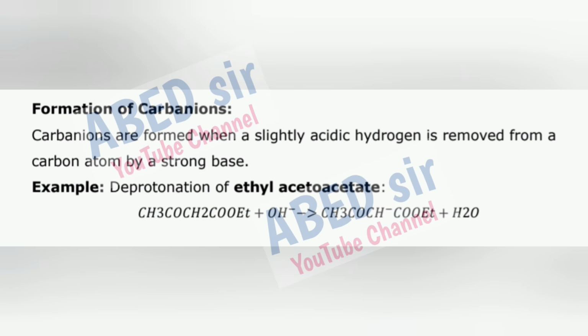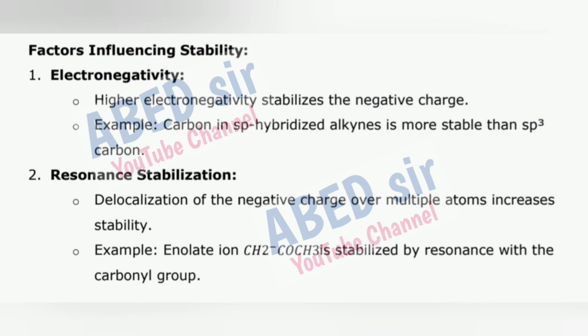Formation of carbanions. Carbanions are formed when a slightly acidic hydrogen is removed from a carbon atom by a strong base. Example, deprotonation of ethyl acetoacetate. CH3COCH2COOEt plus base gives CH3COCH-COOEt plus conjugate acid. Factors influencing stability. Electronegativity. Higher electronegativity stabilizes the negative charge. Example, carbon in sp hybridized alkynes is more stable than sp3 carbon.